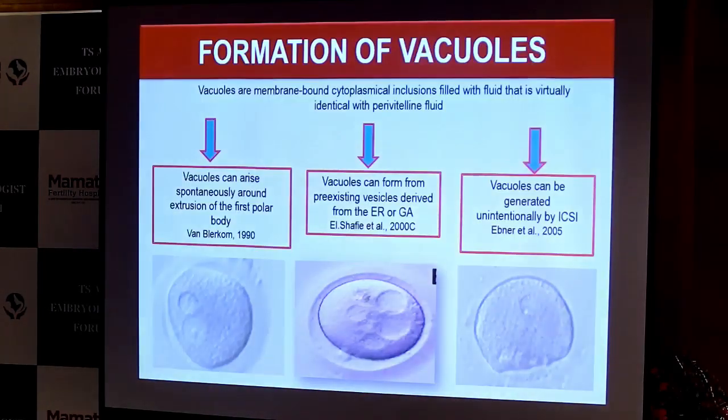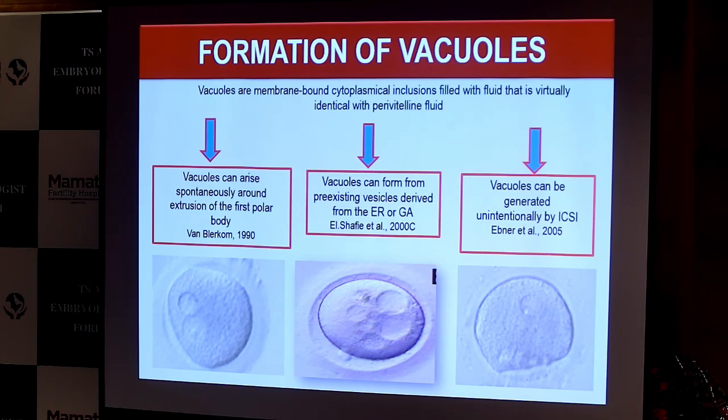So what about vacuoles? They can be formed during the extrusion of the first polar body. They can be formed because of vesicles from the endoplasmic reticulum and structures inside the cytoplasm, and they can also be generated by us doing the ICSI. The point is the vacuole fluid is the same as that present in the perivitelline space. It's the same composition.